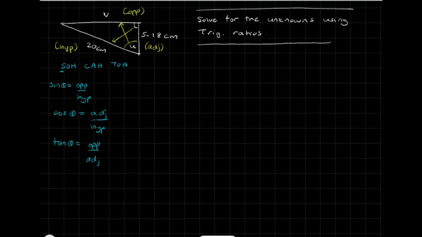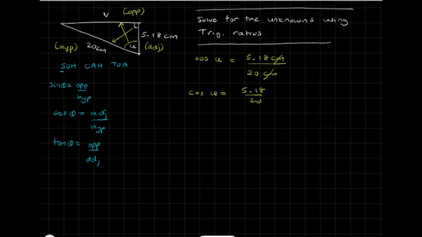Okay, so what I want to do here is, if I wanted to look at the ratio that gives me the most amount of information, I can see that my adjacent side and hypotenuse is given, so I'm going to use the cosine ratio. So I'm going to do cosine theta, well in this case cosine u, because we're using angle u as a reference, is equal to adjacent side 5.18 centimeters over the hypotenuse, which is 20 centimeters. Centimeters cancels out, and we get cosine u is equal to 5.18 over 20.